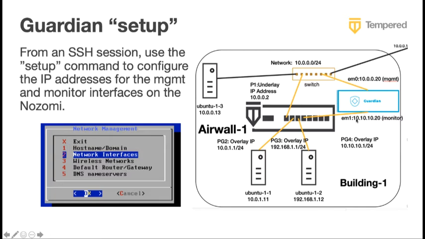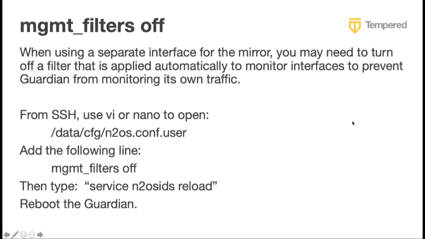In my working example, I gave the Guardian an address of 10.10.10.20, and I'm actually making the Airwall interface the default gateway for that Guardian, 10.10.10.1. It's not really needed for the mirror. They're on the same layer 2 network, obviously, but one nice benefit of providing the IP address here is we can ping the Guardian and make sure we can talk to it. So a couple of other notes. I found turning management filters off worked best. So in my case, I'm only monitoring the mirror interface, not necessarily the management port. That could be different in your environment.